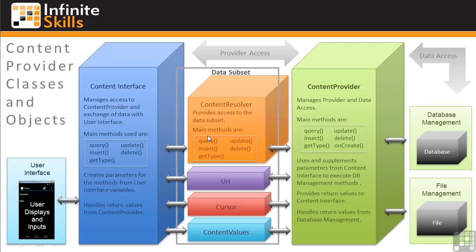Because we're dealing with multiple occurrences of the 5 methods, it's very easy to get confused about what's going on, so stick with me. And let's look at a bit more detail about the URI, cursor, and content values.